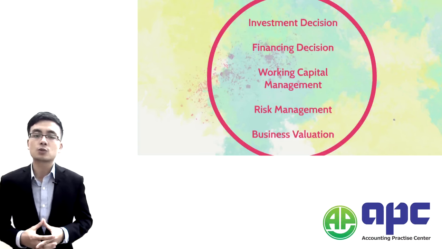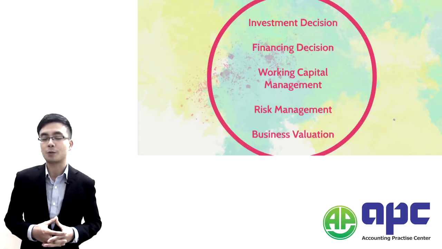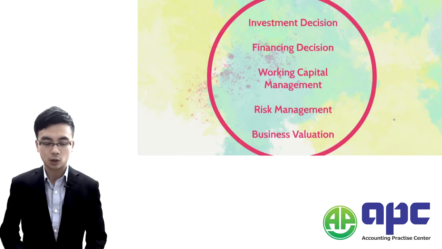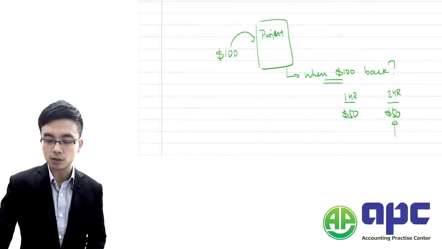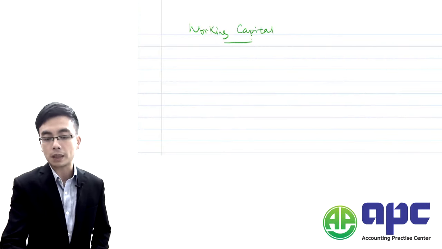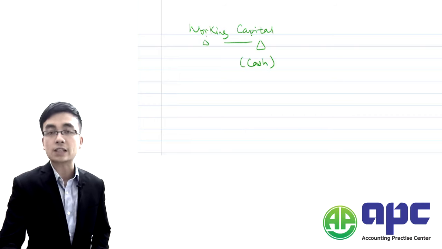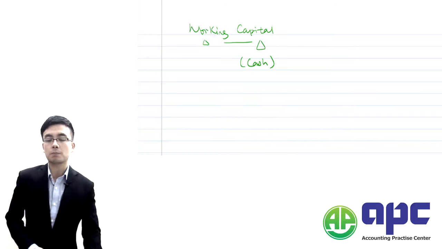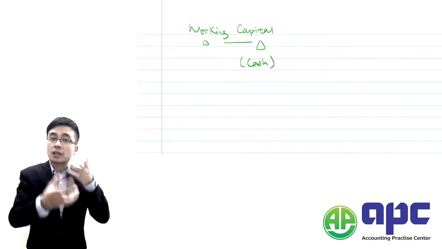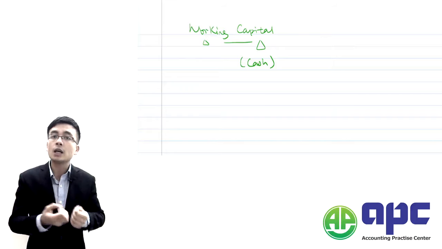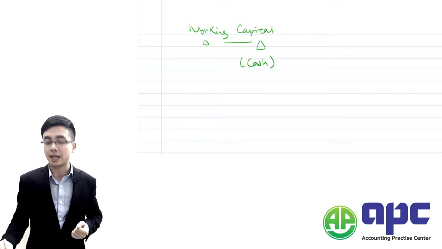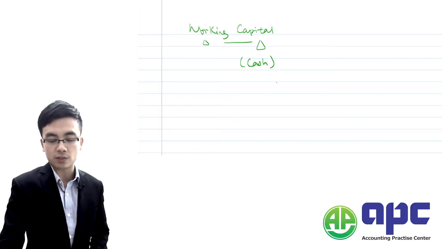Also within financial management, we deal with working capital as well. So let me explain this concept called WC, working capital, if you like. What I mean by capital is cash. What I mean by working is something that is changing, for example something is working or moving or changing in order to turn into cash. So for example, we've got the inventory.